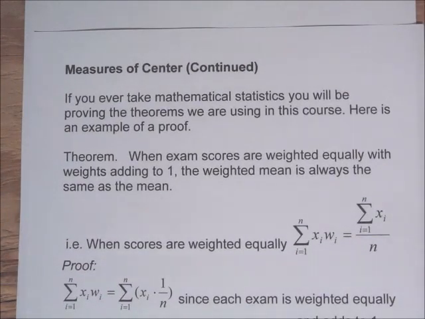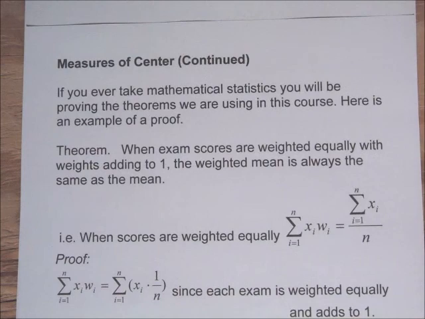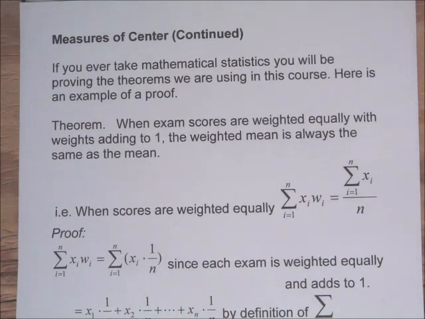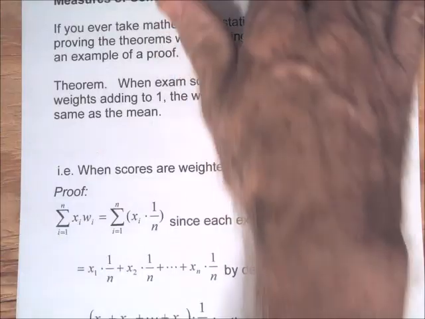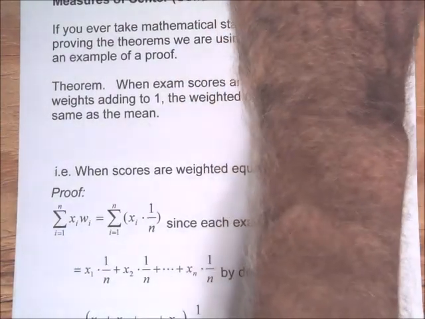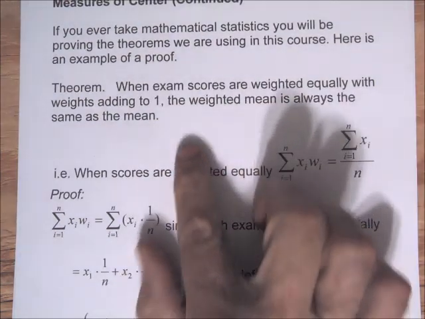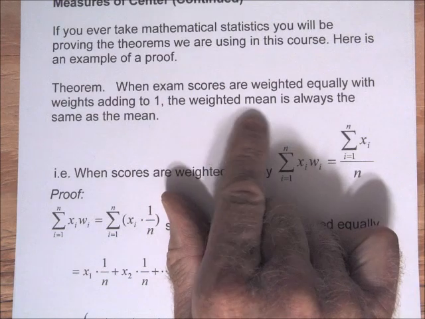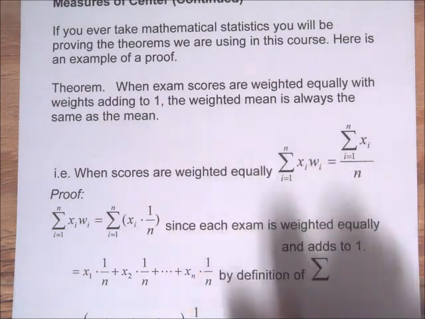Okay, so mostly we're going to be using formulas, but in the more advanced statistics courses, you'll be proving formulas. So we'll do a little bit with proofs here. Not a lot, but this theorem says that when exam scores are weighted equally, with the weights adding to 1, the weighted mean is always the same as the original mean.